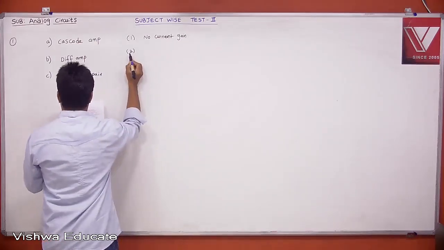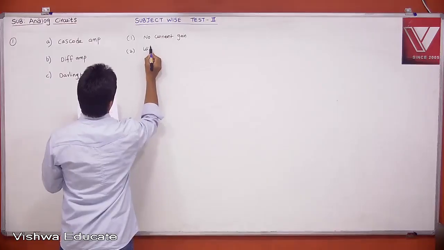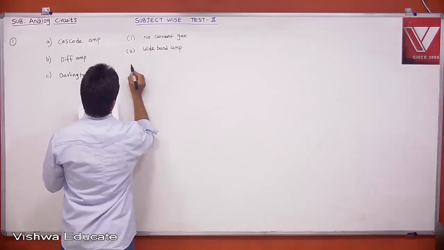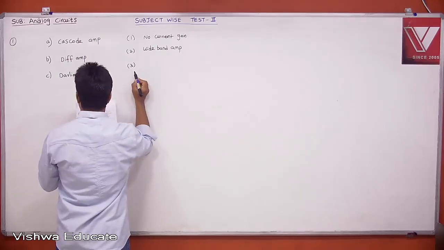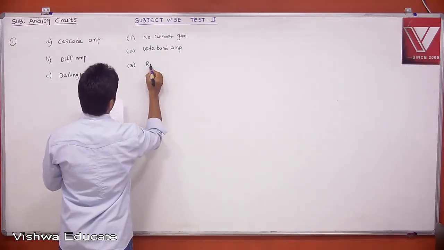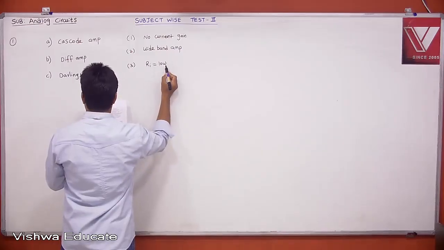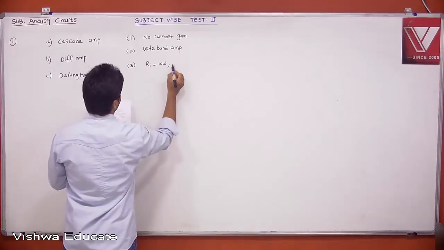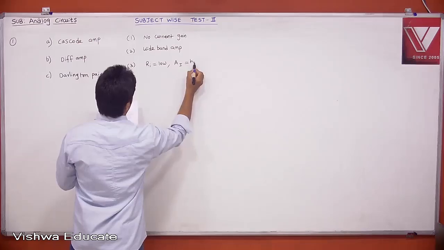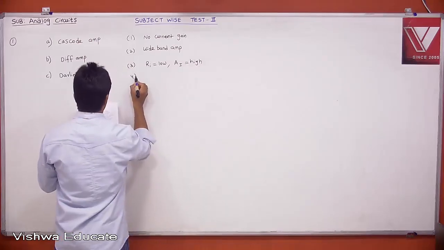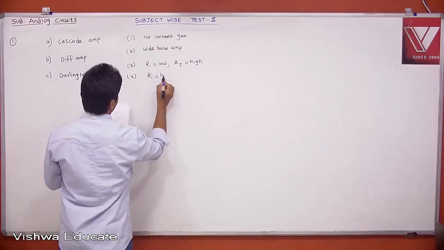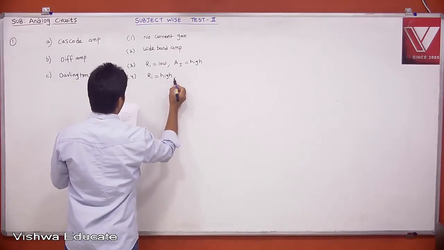Number 2, wideband amplifier. And number 3, low input impedance, Ri is low, high current gain, Ai is high. Number 4, high input impedance, high current gain.